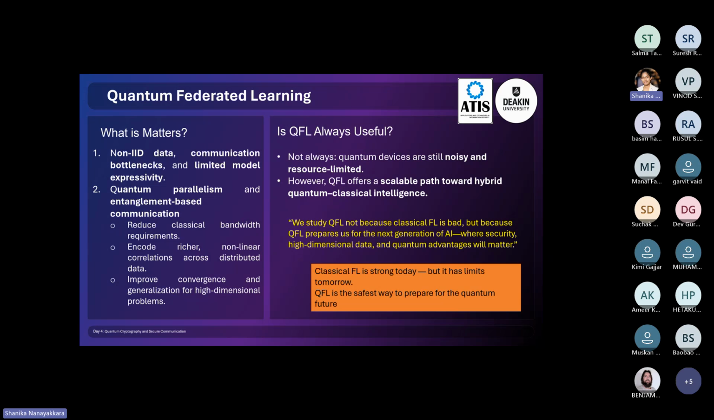But the problem here is we have a question: is QFL always useful? If we have classical models and we can create them in a cheaper way, why does QFL need to exist, and is it always useful? Actually, not always, because quantum devices today are noisy. Noisy means they consist of errors and decoherence, and also have limited qubits and limited depth. That means shallow circuits. These days we have only shallow circuits, so QFL is not magically better in every case because of these things.